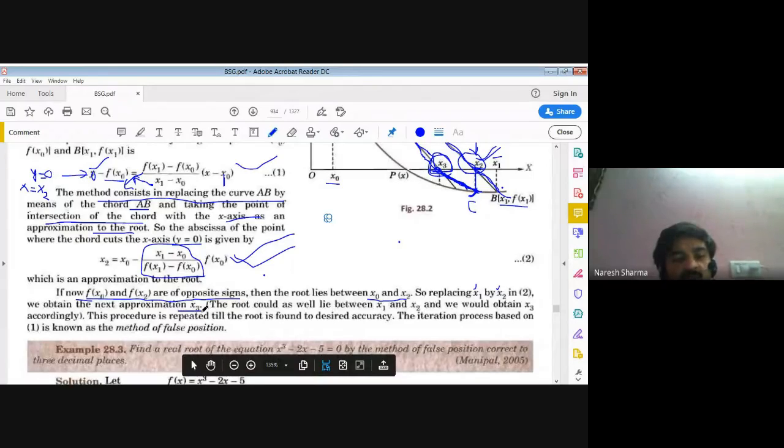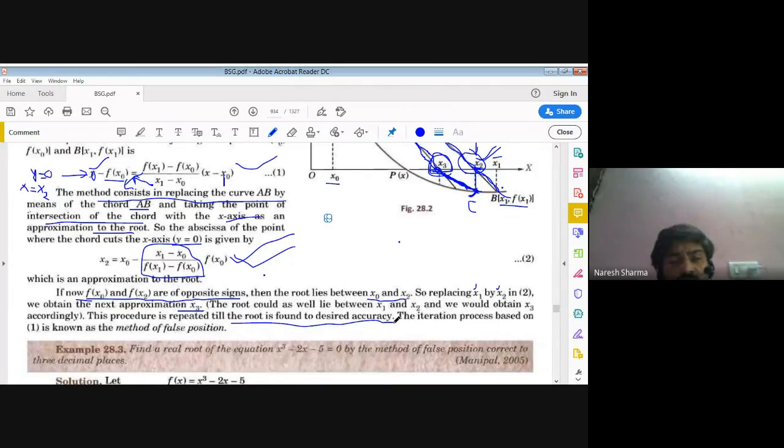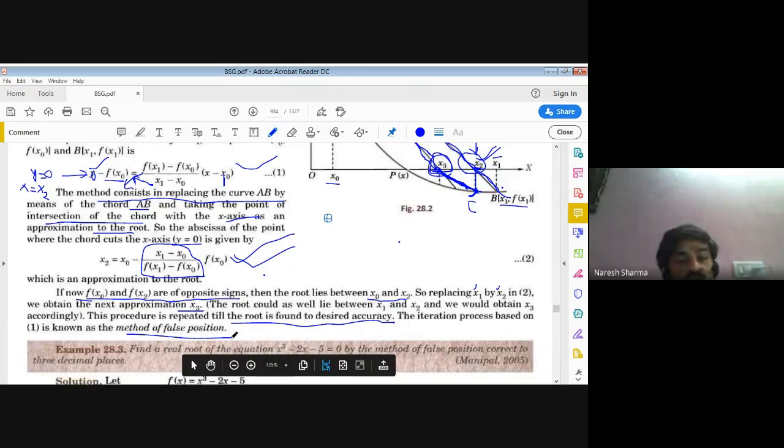Similarly, you can repeat this process up to your desired accuracy. You can find x4, x5, x6. When your last two roots are approximately the same up to the desired decimal points, you can stop. This iterative process is called the method of false position, also the regula falsi method. So just remember this formula.